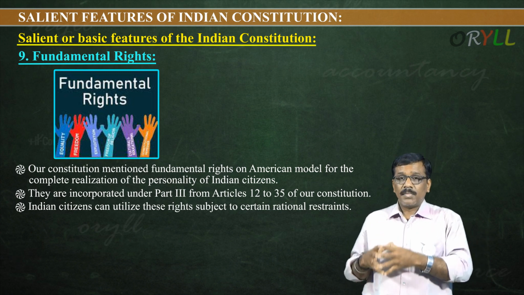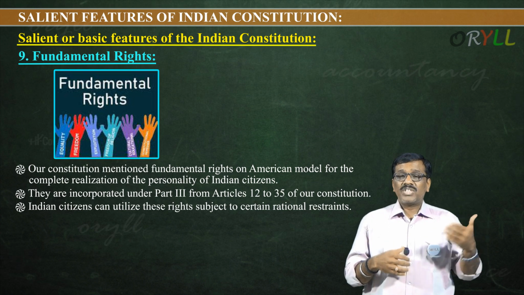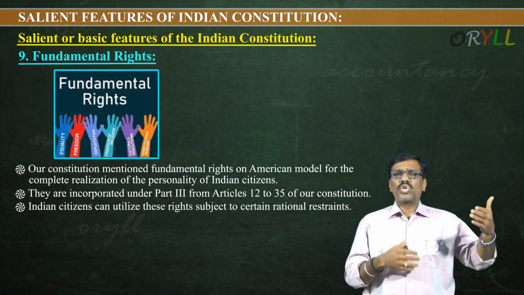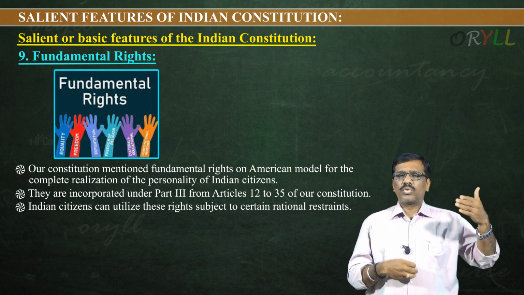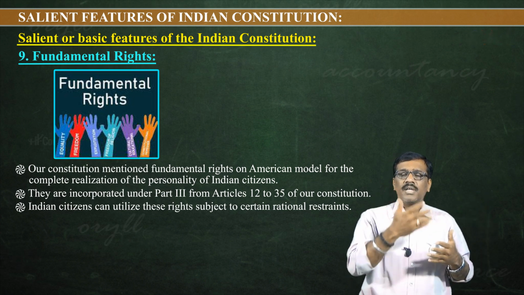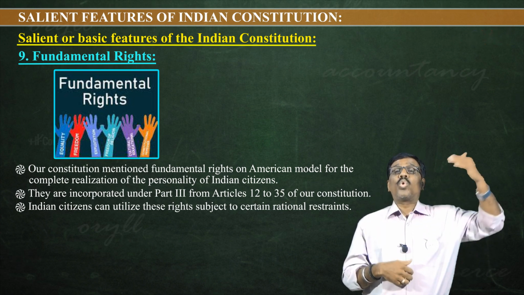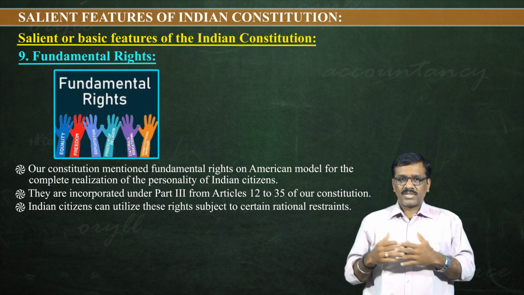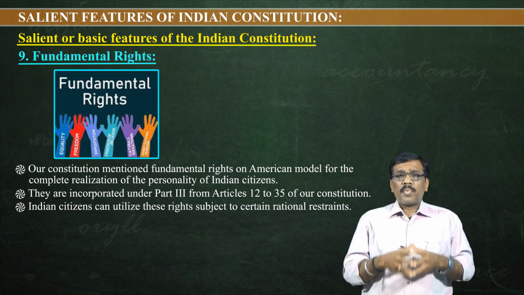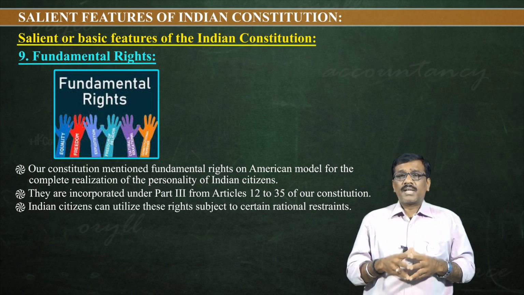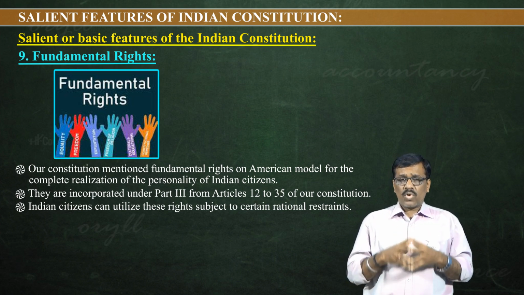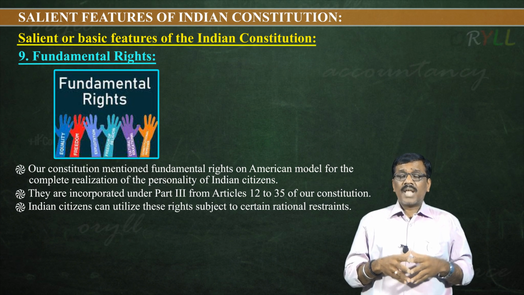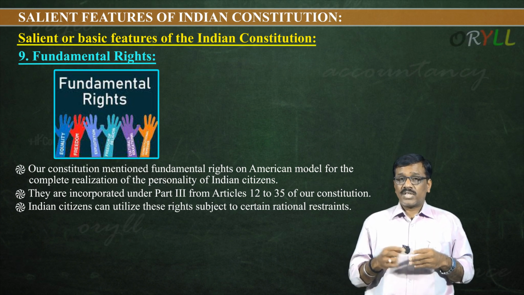We have got some reasonable restrictions. I can say, for example, the government is doing something, and I say this government is not doing good, it's no good, I don't want to vote for this. I can say against that. That is okay. But I cannot go on to their personal things. Okay, we have got some restrictions. In that way, they have been incorporated under Part 3, from Article 12 to 35 of our Constitution. Indian citizens can utilize these rights subject to certain rational restraints.